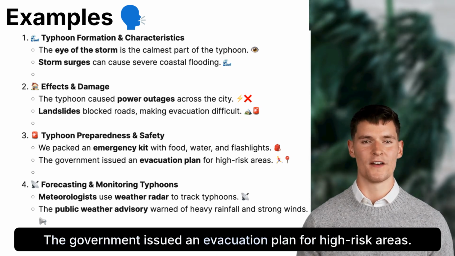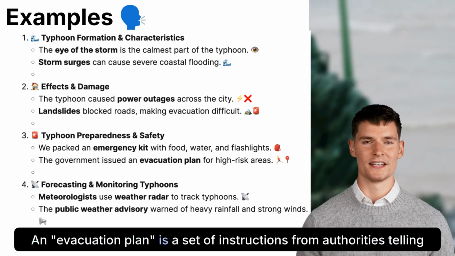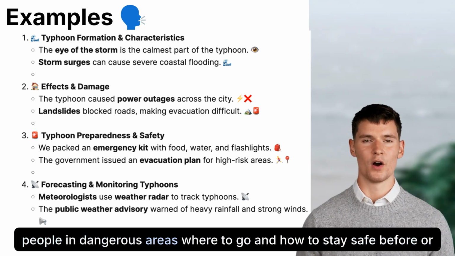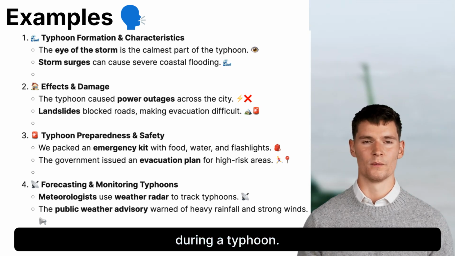The government issued an evacuation plan for high-risk areas. An evacuation plan is a set of instructions from authorities telling people in dangerous areas where to go and how to stay safe before or during a typhoon.